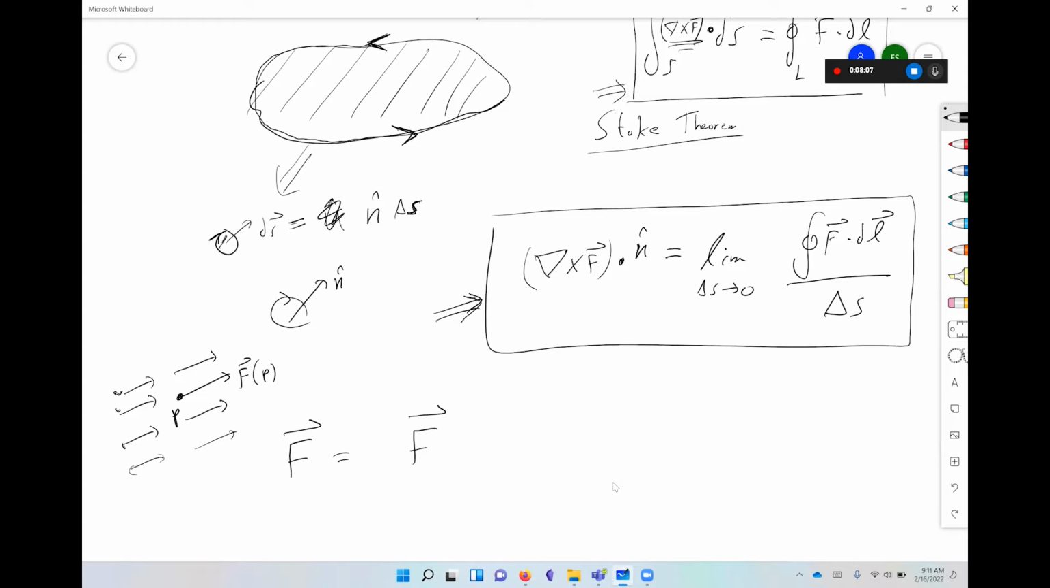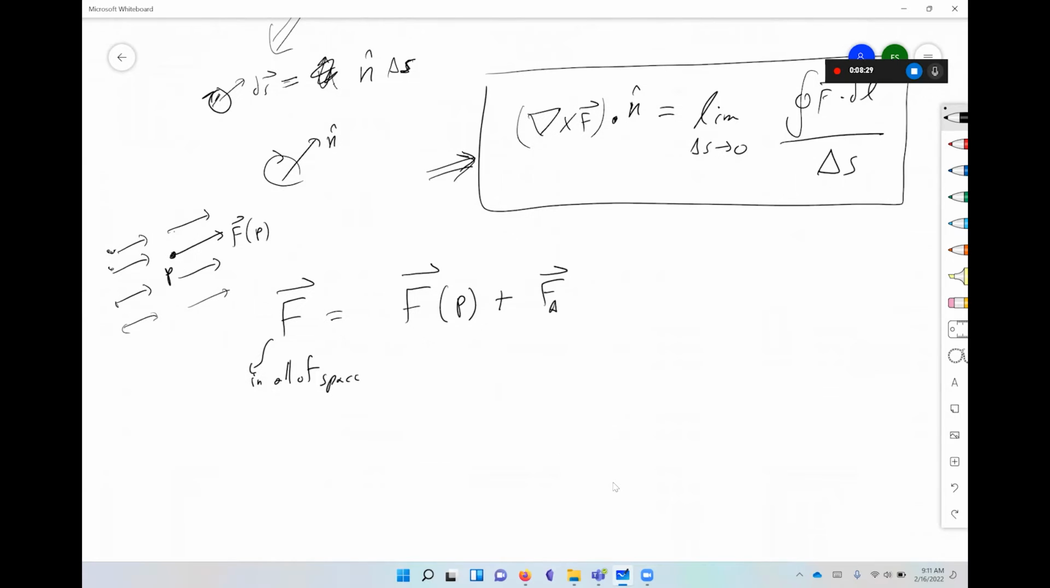So the idea is I can write F in all of space as F at P plus F delta. F delta is just how the field at every point in space is different than F at point P. Why do I want to write it like that? Because in that case, and this argument, by the way, follows for divergence too. You can go back to the divergence and try to understand it using this argument.